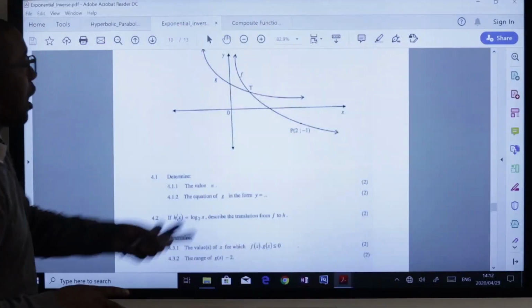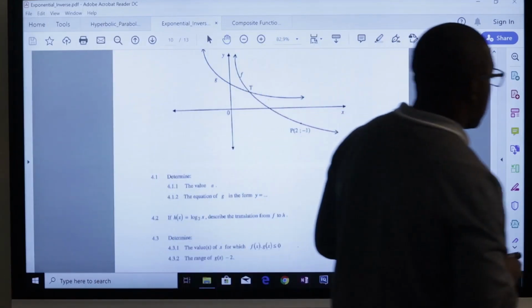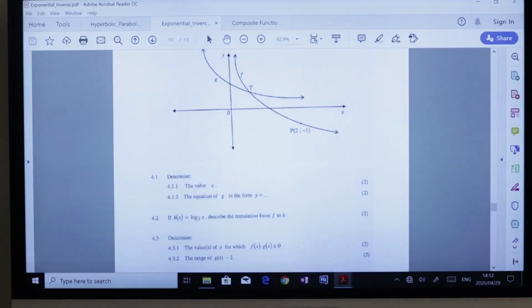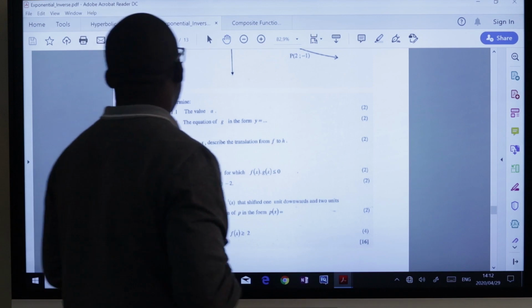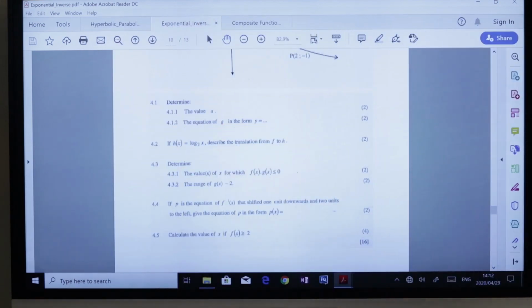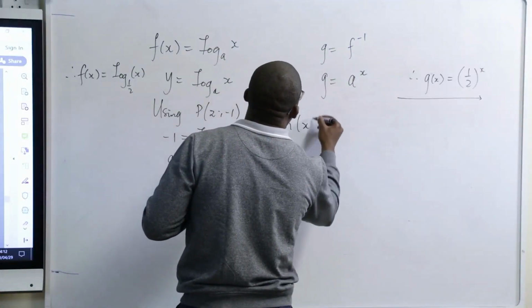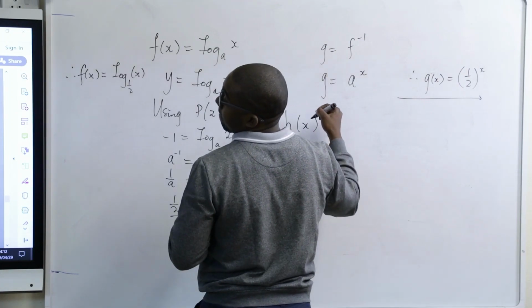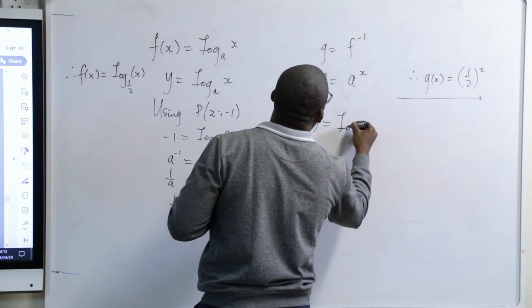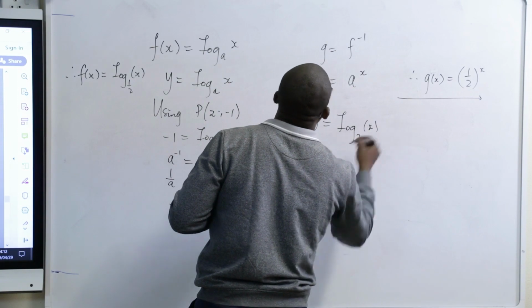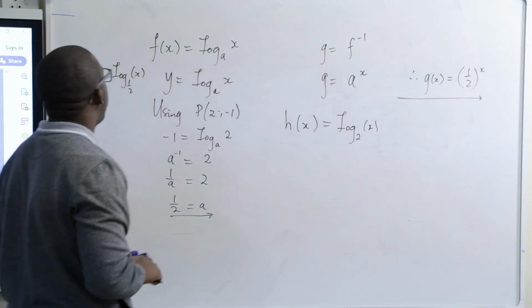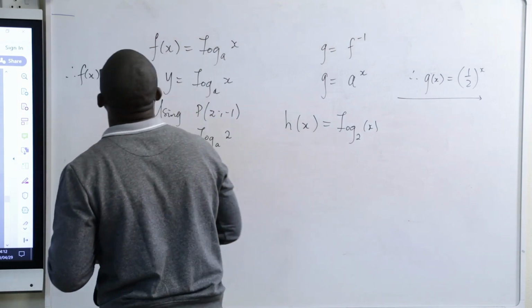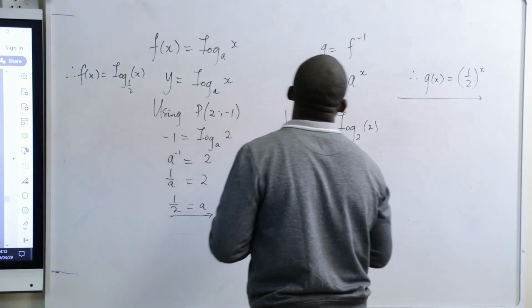The equation of g in that form, I've already answered 2 questions. This is A, this is the second one. H of x is equal to log to the base 2 of x. Describe the transformation from f to h.